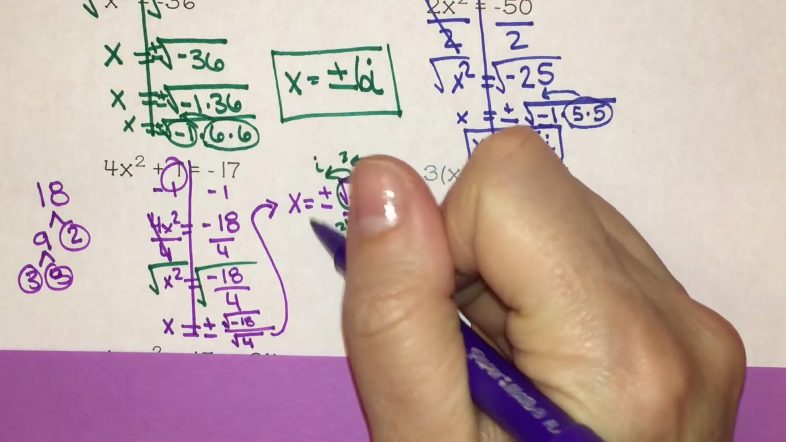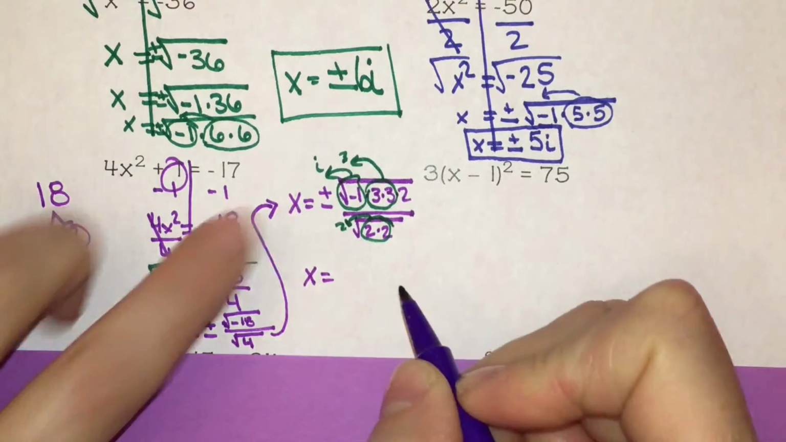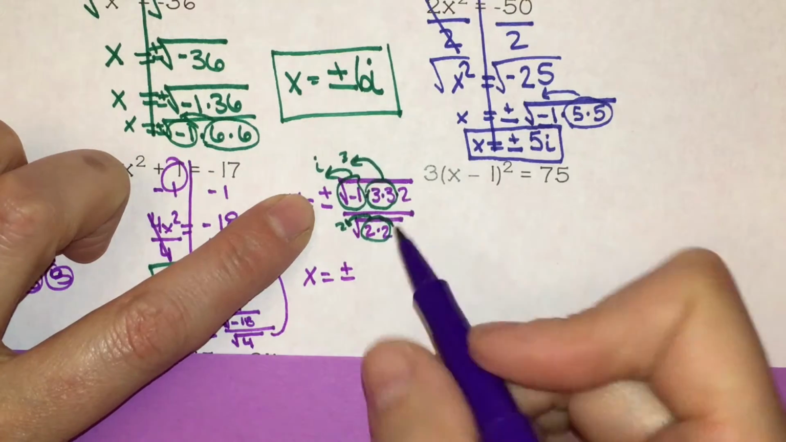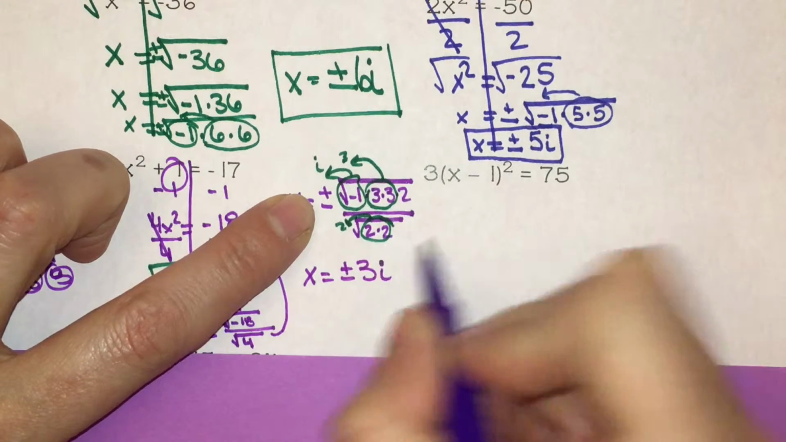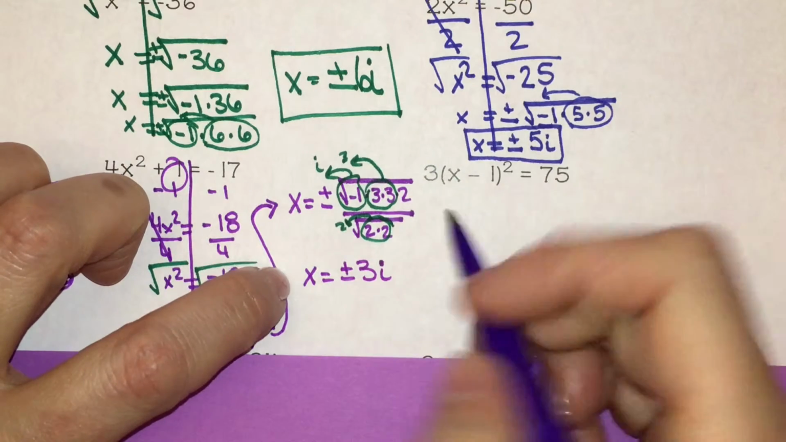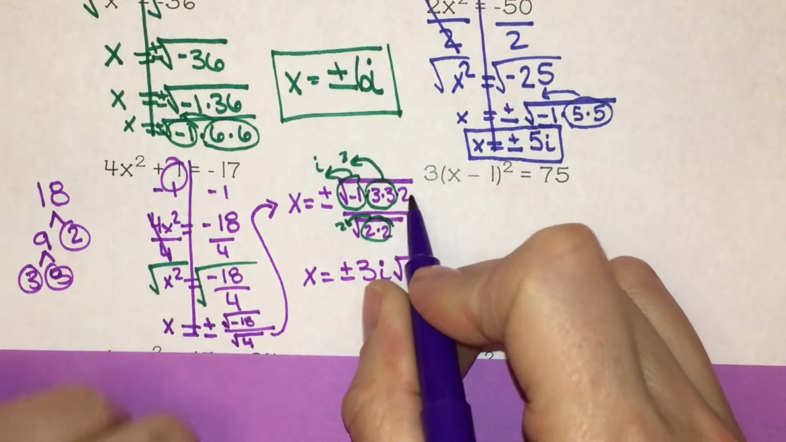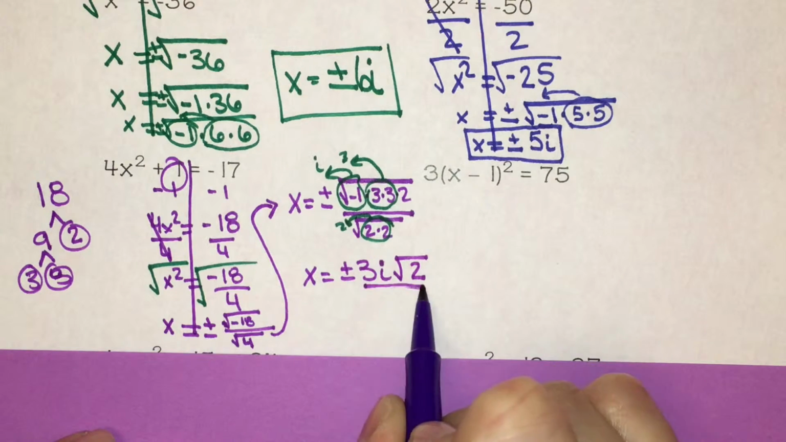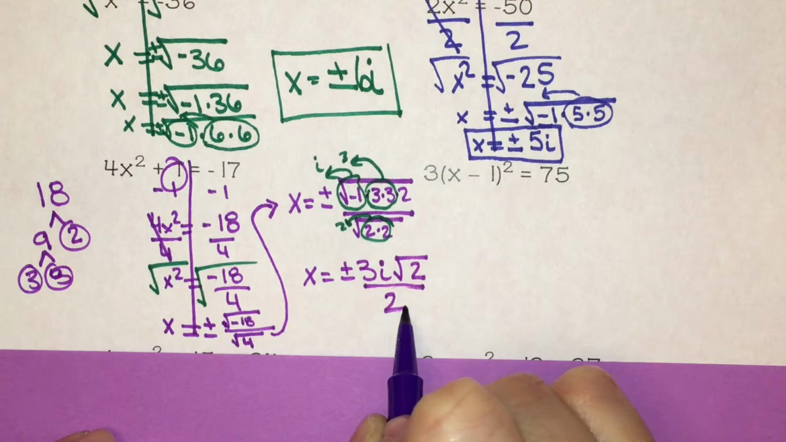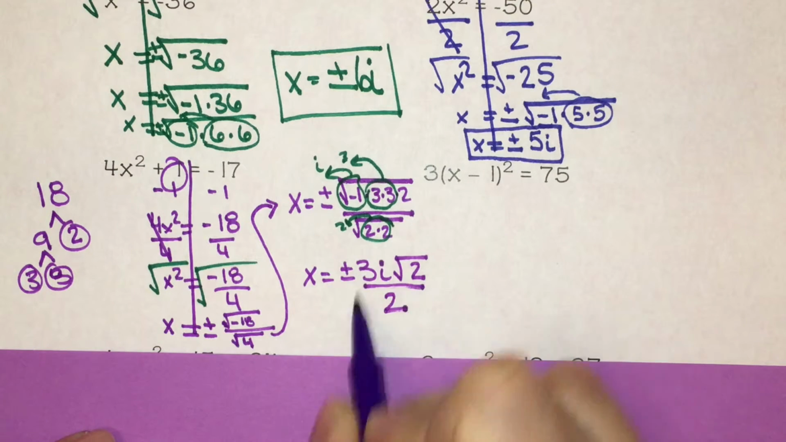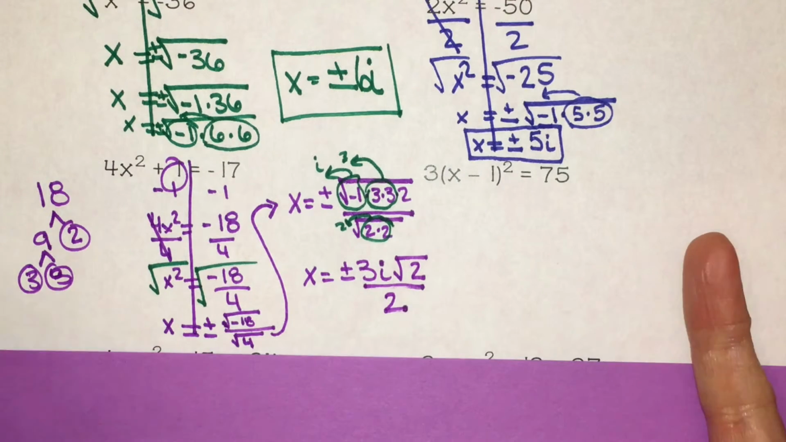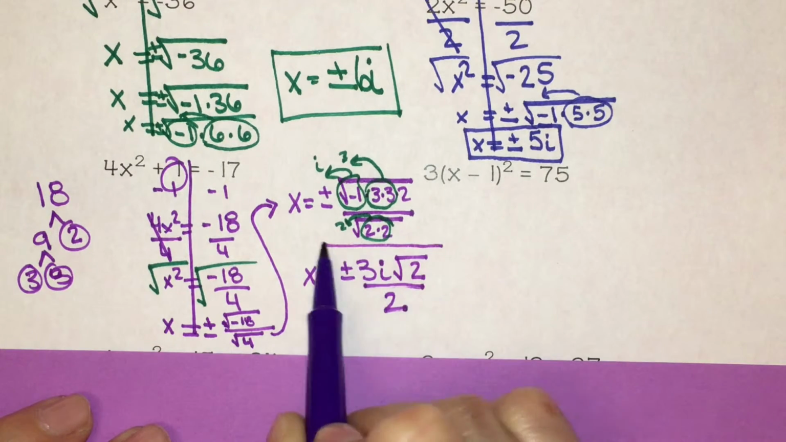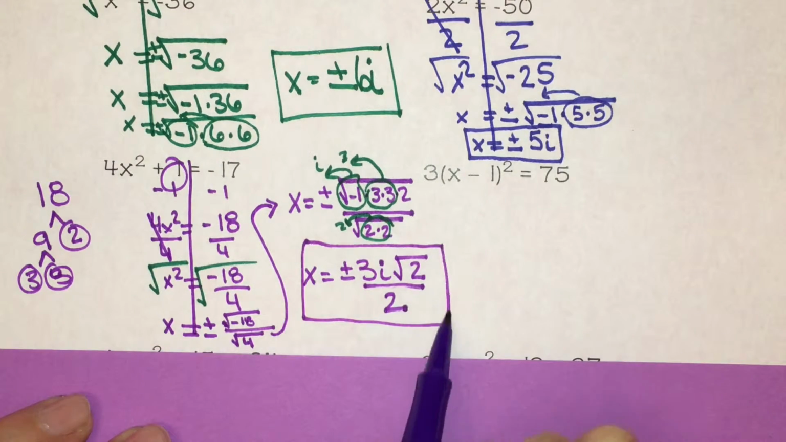All right, so we have x equals plus or minus. On top I was able to bring out a 3 and an i. So 3i. The 2 is stuck under there, square root of 2, because it didn't have anybody to buddy up with, so it stays under the square root sign, over 2. So this entire fraction is plus or minus 3i square root of 2, over 2. And that is my answer.